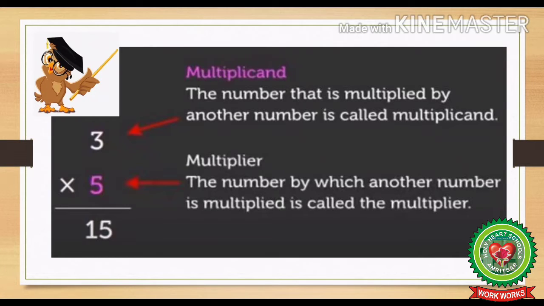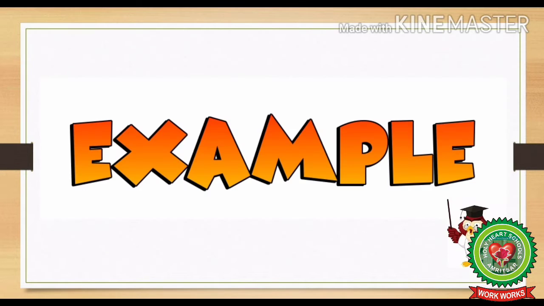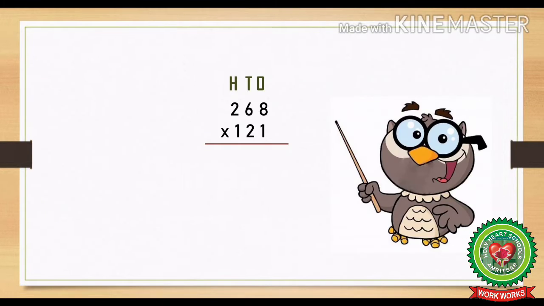Kids, before multiplying any number, we must remember the number that is multiplied by another number is called the multiplicand, and the number by which another number is multiplied is called the multiplier. So now, let us take an example and understand the topic more clearly.